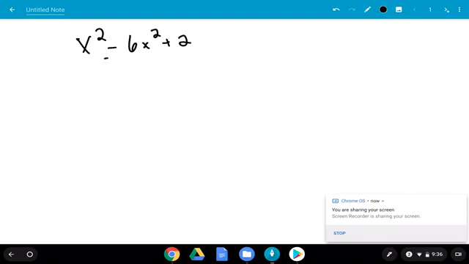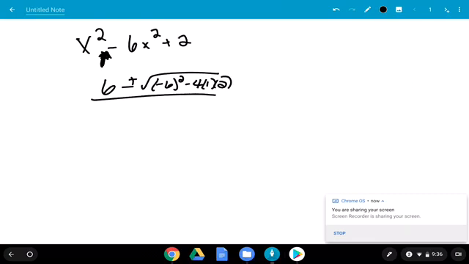Here you see that your b is a negative number. When you have a negative b times a negative 6, it will create a positive 6 plus or minus the square root of 6 squared minus 4 times 1 times 2 all over 2.